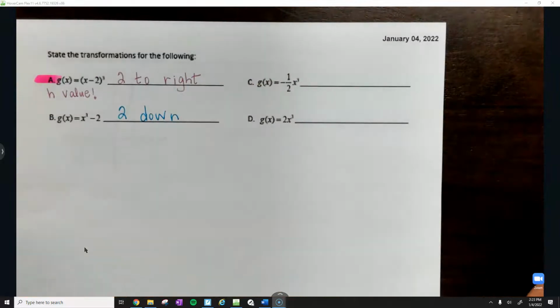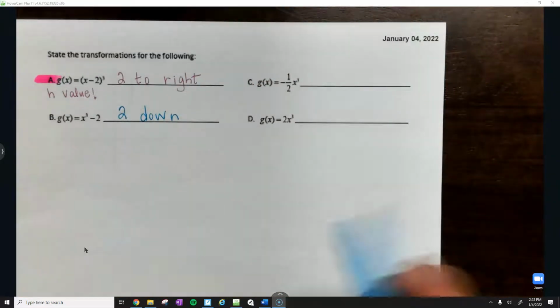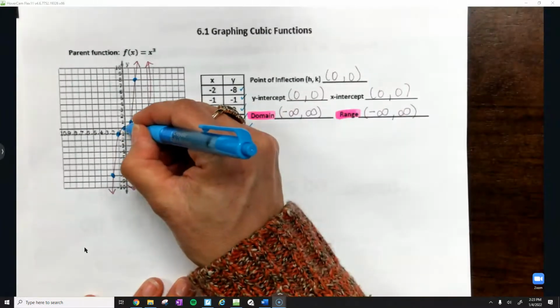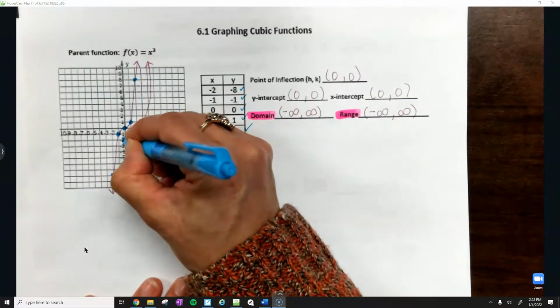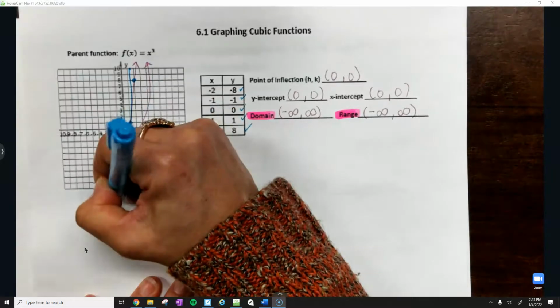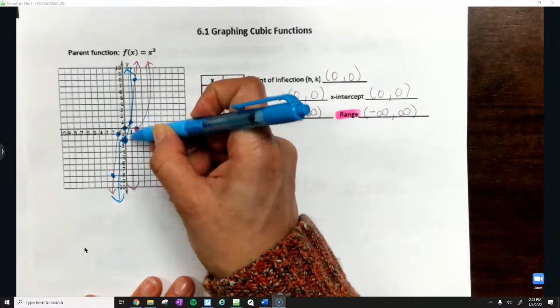Remember the K value you keep. So if I try to graph B, it would be 2 places down. So B would be just right below the origin. It's 2 places below the origin.